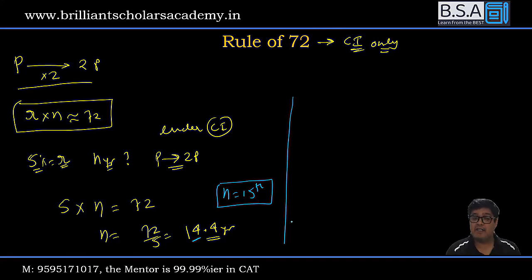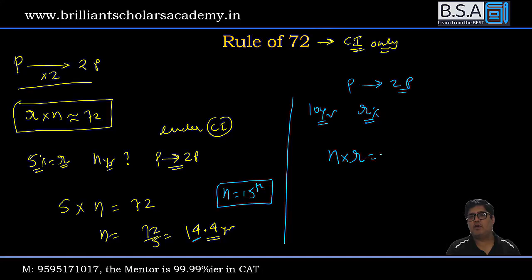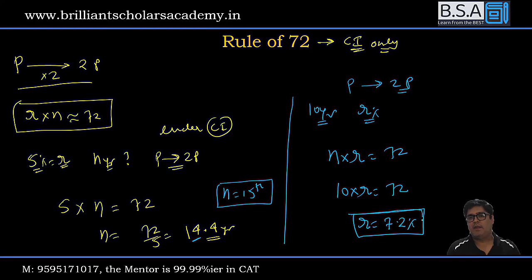Reversal. I want the money to be doubled in 10 years' time. What rate of interest should I get if I want money to be doubled in 10 years? Double is the key. So we say n into r should be 72. 10 into r is equal to 72. So r must be 7.2 percent.